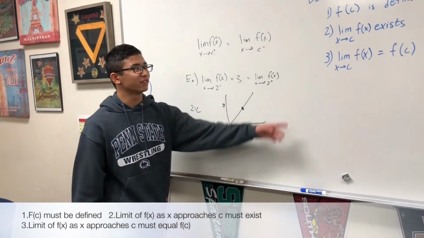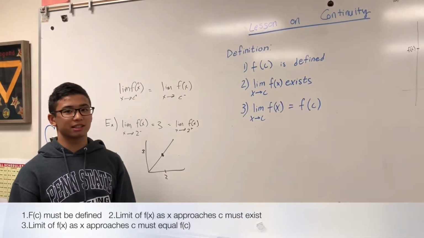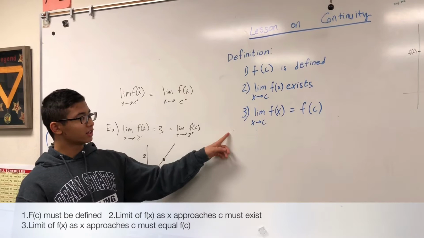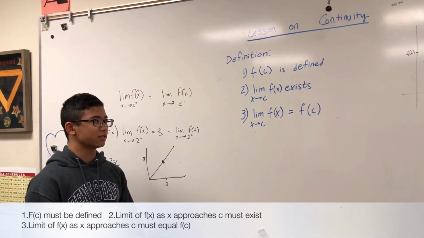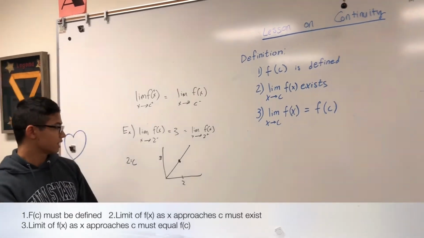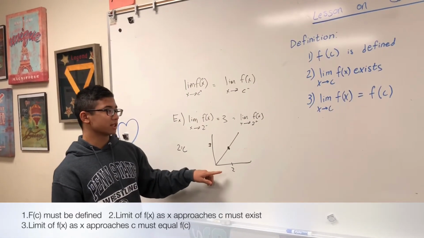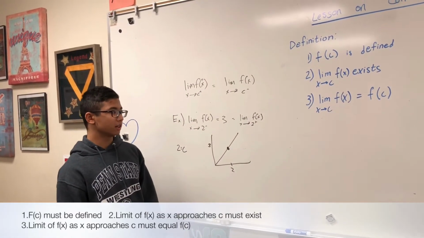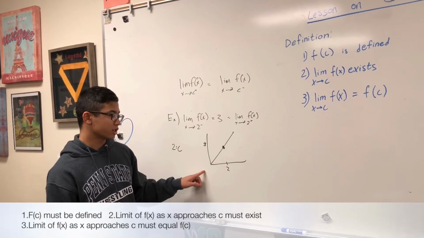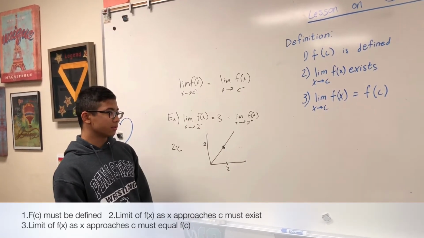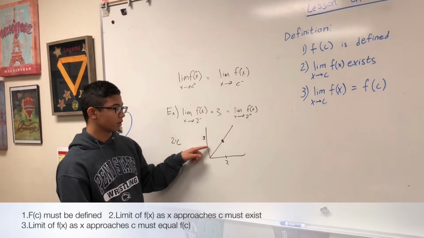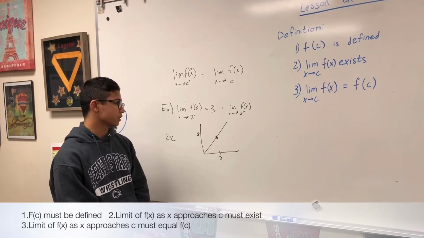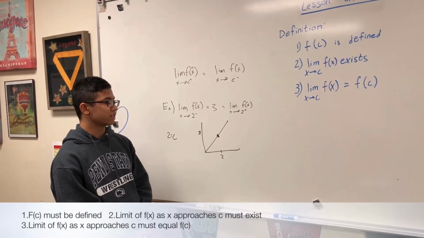For our first part, f of c is defined as basically a point. And for our third step, the limit of f of x as x approaches c is equal to f of c. So what that means, in this example, c is equal to 2. When you take the limit of f of x as x approaches 2, it should equal the point at 2. And as you can tell, when you take the limit from the right and left, it will equal 3. And f of c is equal to 3.